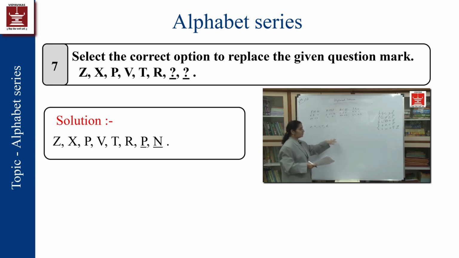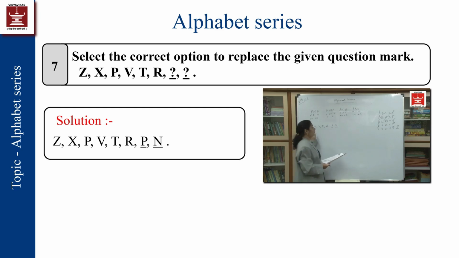So after R, what is the expected alphabet over there? It will be P and N. You have two question marks given to you, two blank spaces given to you. So you have to find out what they are. They are P and N.